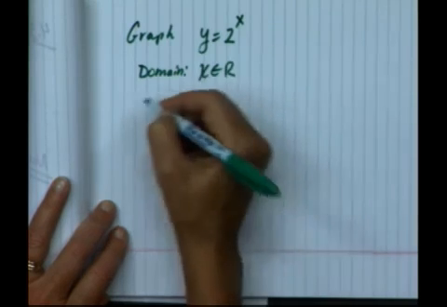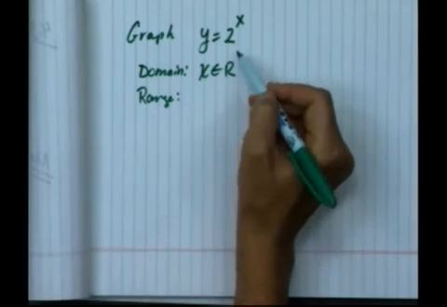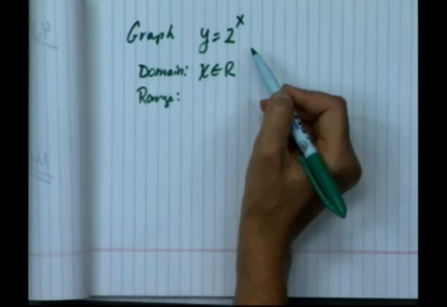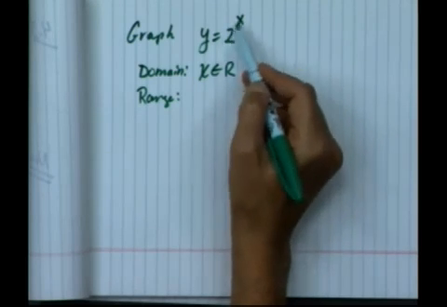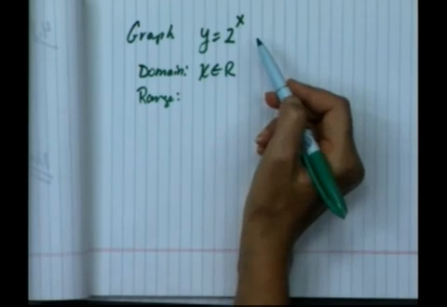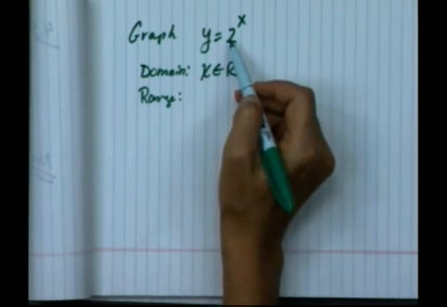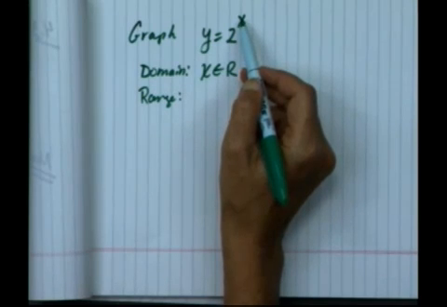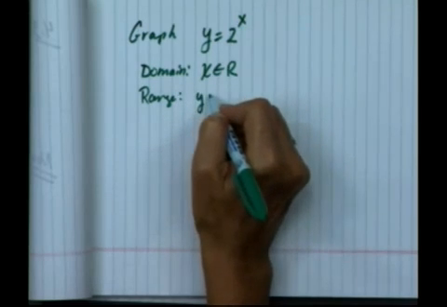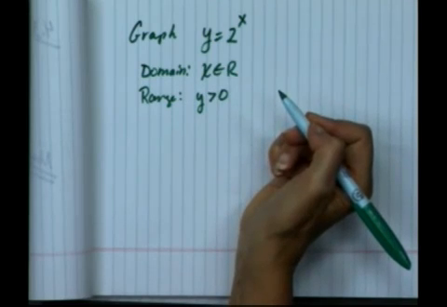All right, what do you think the range is? If I raise 2 to some power, am I going to ever get a negative number? No. Will I ever get 2 to some power equal to 0? No. But it can get pretty close to 0. For example, if I have 2 to the negative 5 power, that's 1 over 32. So my range is going to be y is greater than 0.